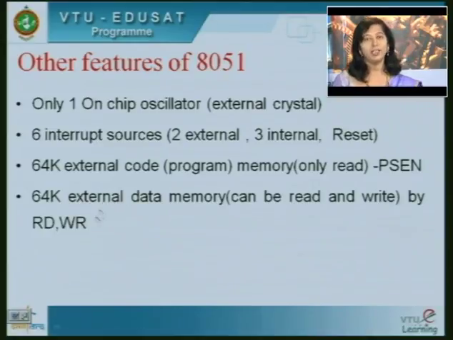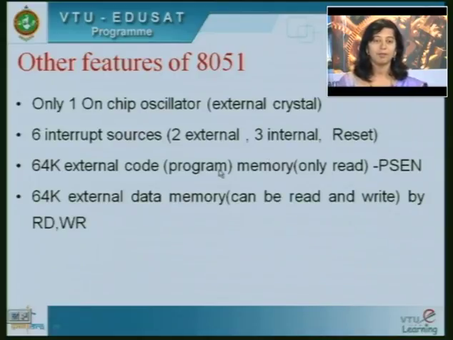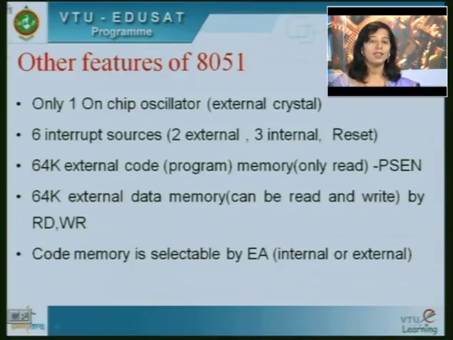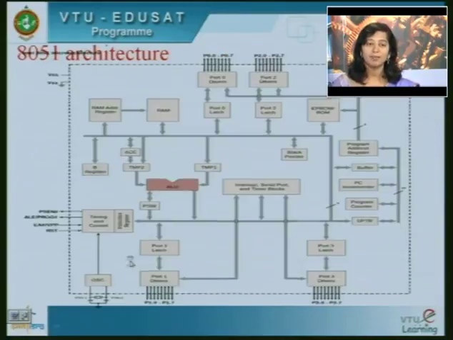You can read or write from it, but from the code memory you can only read. You can't write into the code memory. It's one-time writing. Once you write it for the first time, it is stored permanently. So the control signals here are read-write signals. Then code memory is selectable by another control signal called the external access signal, EA.